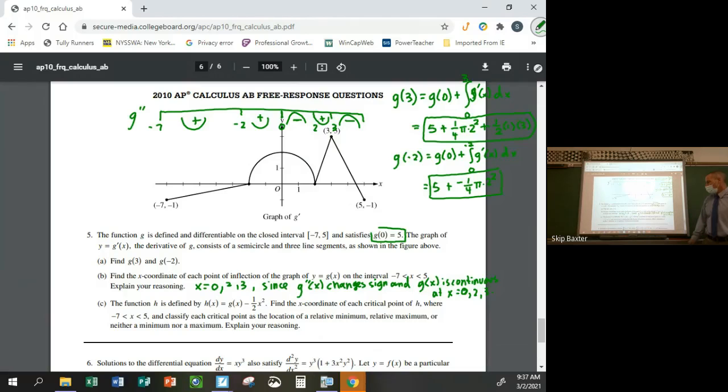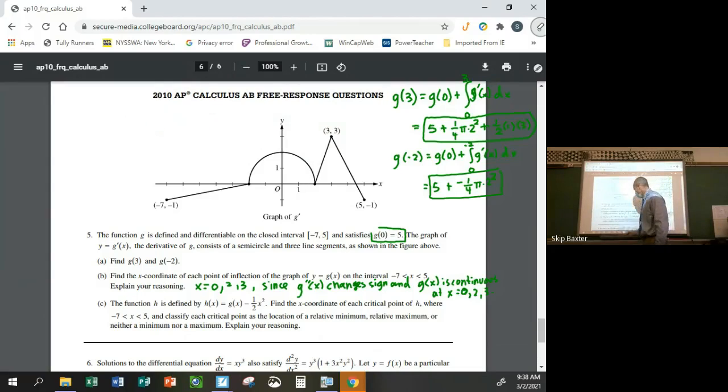C, the function h is defined by g of x minus 1/2 x squared. Find the x coordinate of each critical point of h. How do you find critical points? What are critical points? It's where the first derivative is 0 or undefined or endpoints. Critical points are 0 derivative points, undefined derivative points, endpoints.